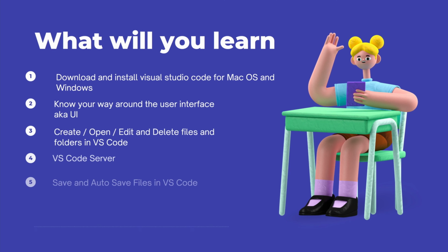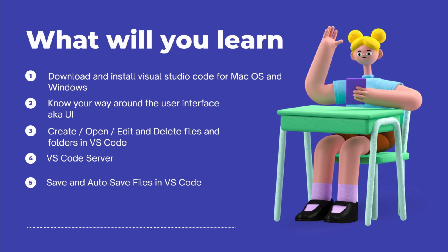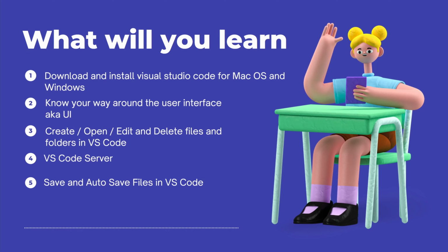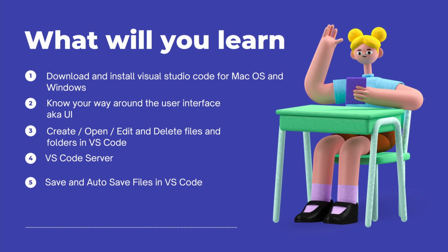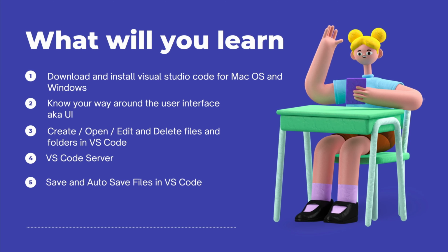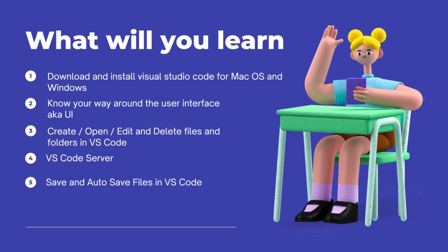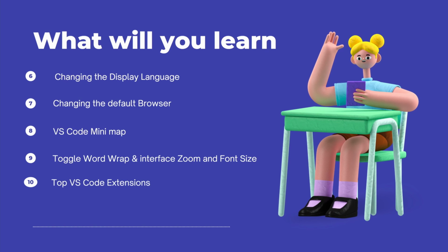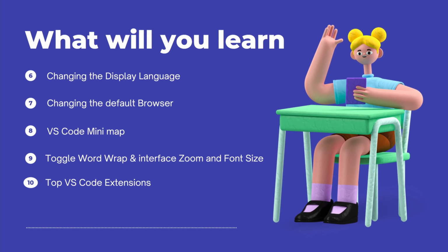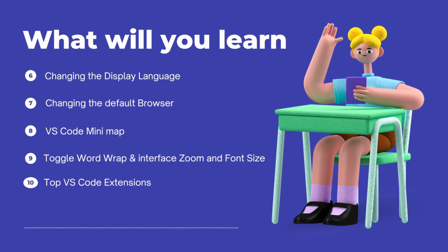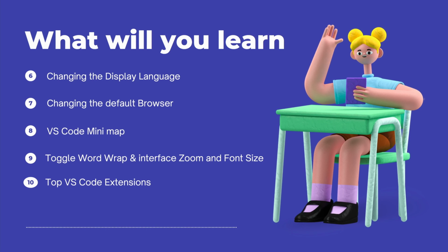So at the end of this tutorial, you will be able to download and install Visual Studio Code on Mac and PCs, know your way around the user interface, also known as the UI, create, open, edit, and of course delete files and folders in Visual Studio Code, set up your own little server in order to avoid clicking that refresh button, that's really annoying, and save files and set up autosave. Also changing the display language, of course. Visual Studio Code comes in many languages and maybe English isn't your primary language. If you wish to change this, I'm going to show you how.